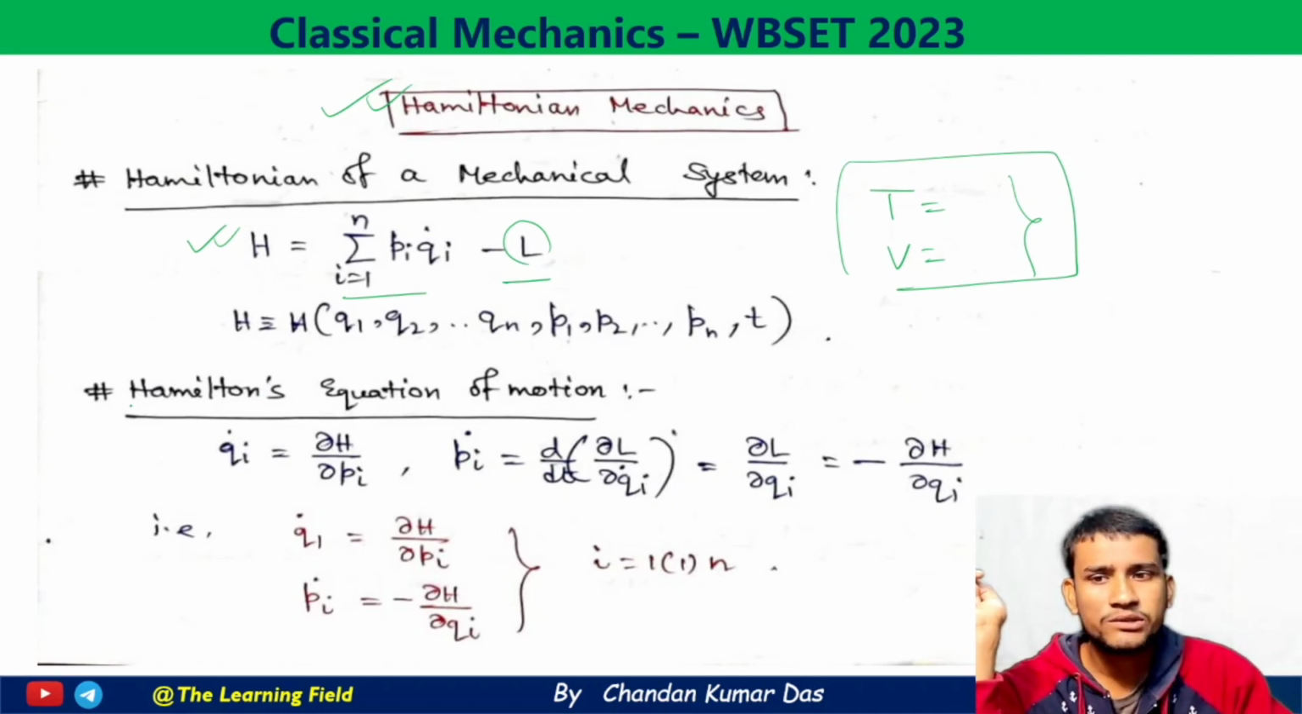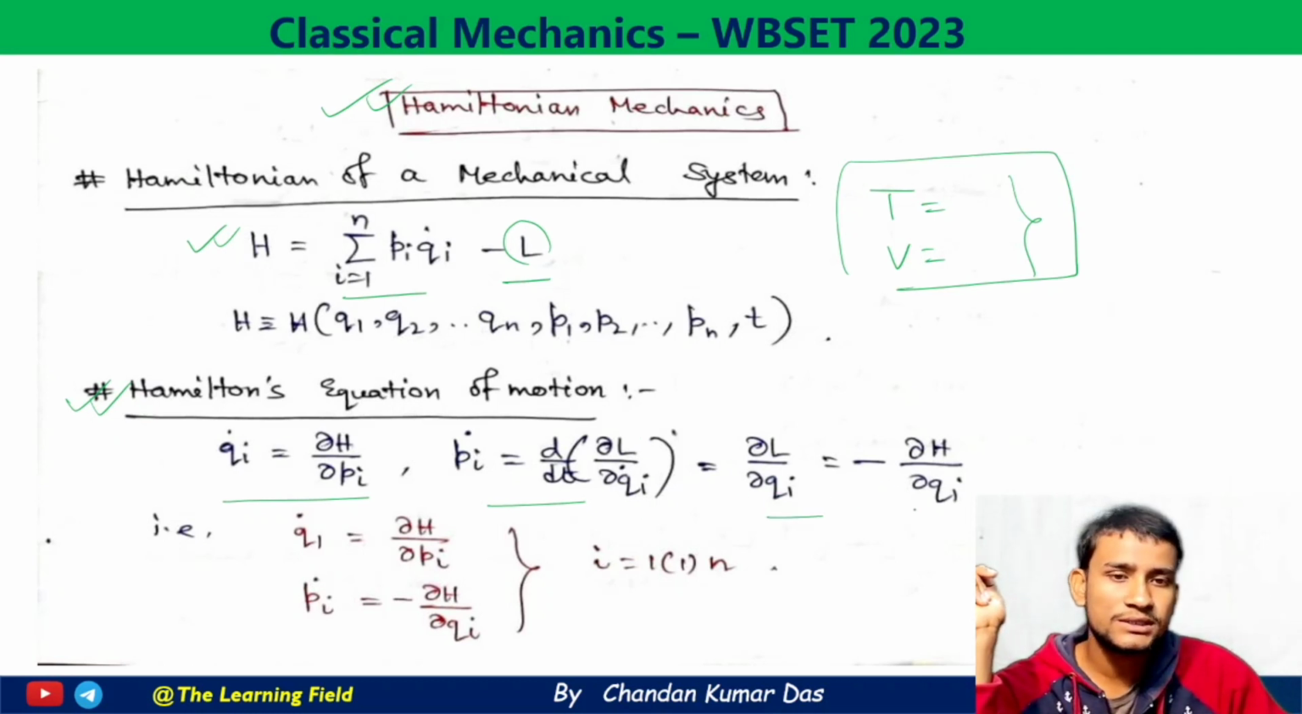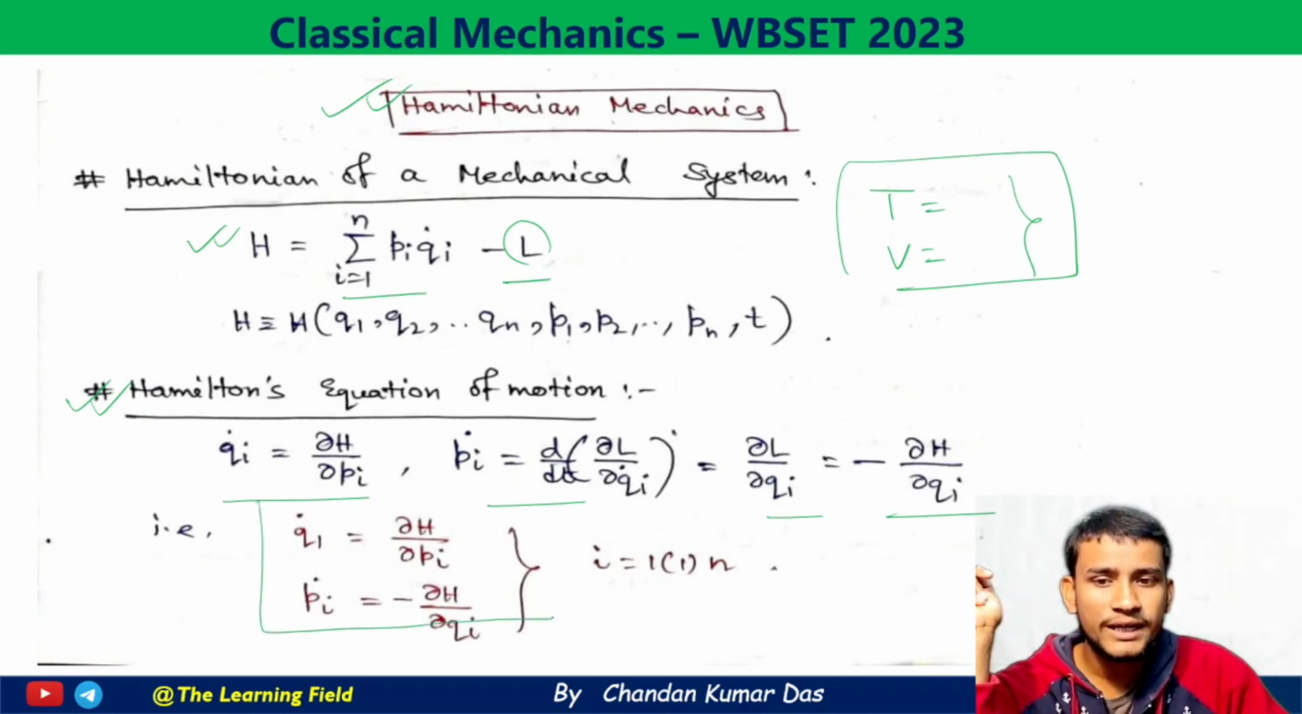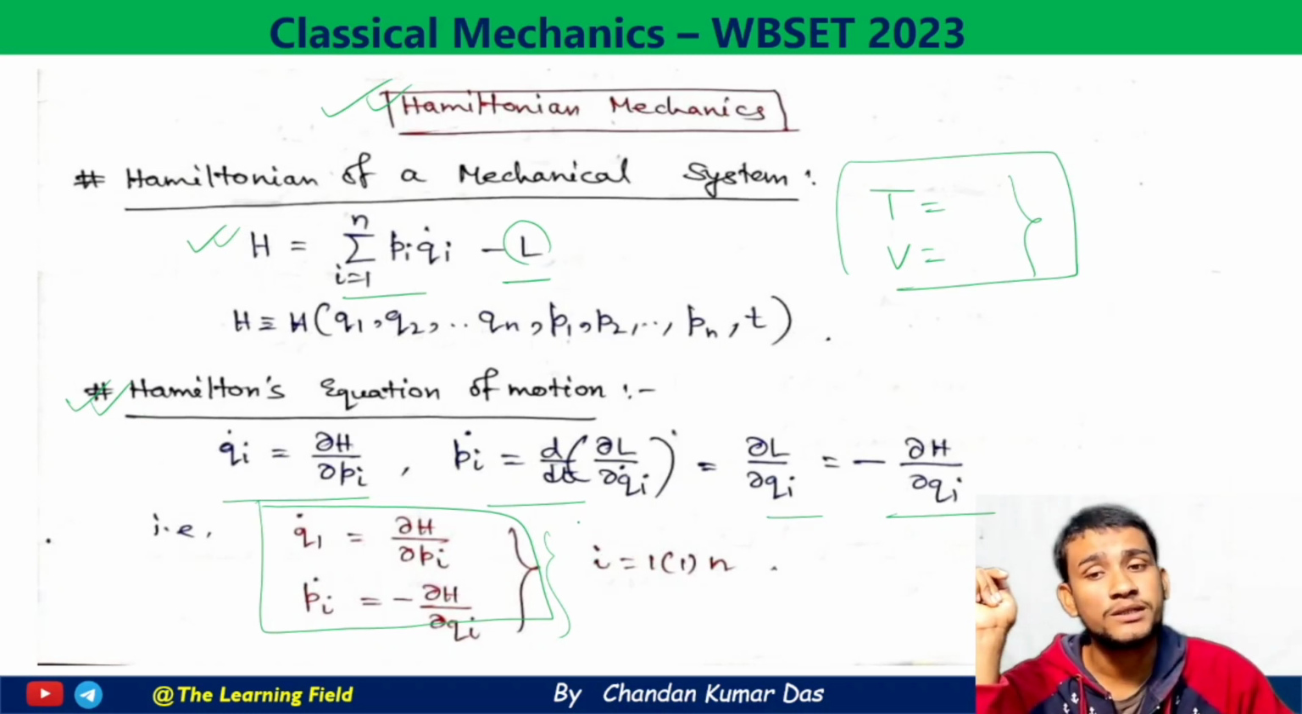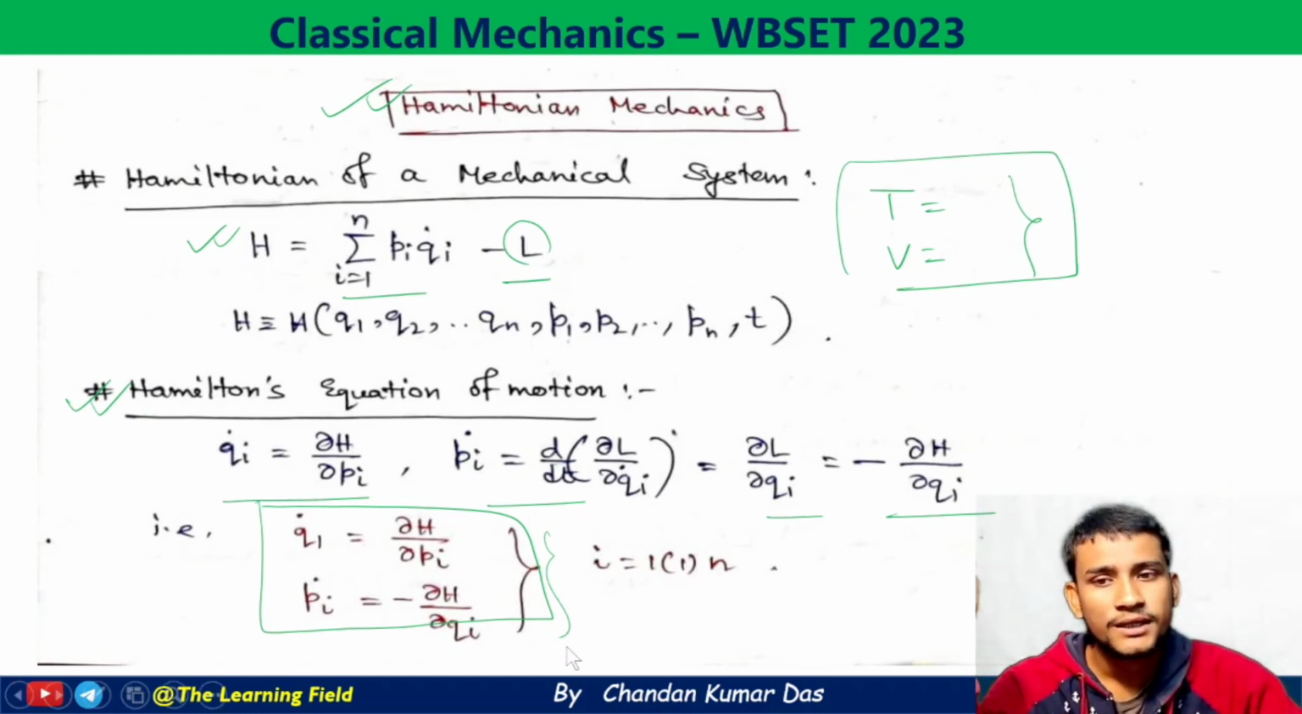So this is the Hamiltonian, and Hamilton's equations of motion say that qi dot equals del H del pi. That means if we know the Hamiltonian of the system, then we can calculate the equations of motion of the system. And pi dot equals d/dt of del L del qi dot, which equals del L del qi, which equals minus del H del qi. That means qi dot equals del H del pi and pi dot equals minus del H del qi. These two are Hamilton's equations of motion of the given system. If the Hamiltonian is given, then we can calculate the Hamiltonian equations of motion for the system.